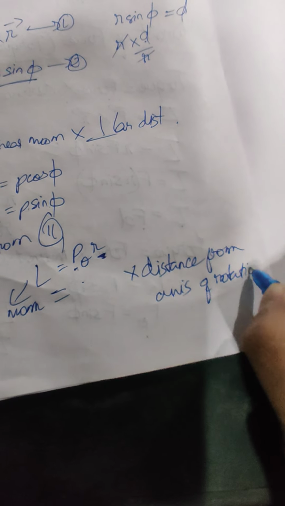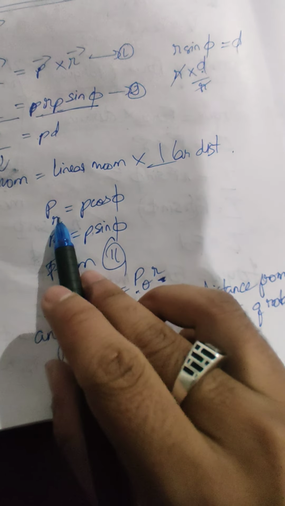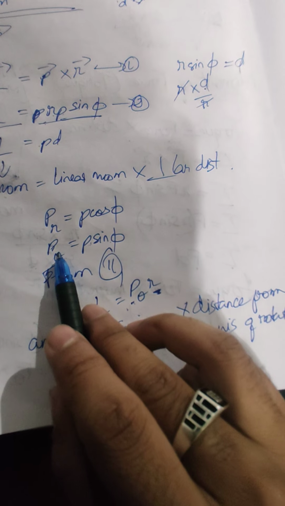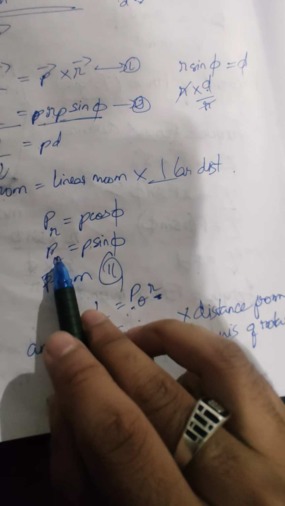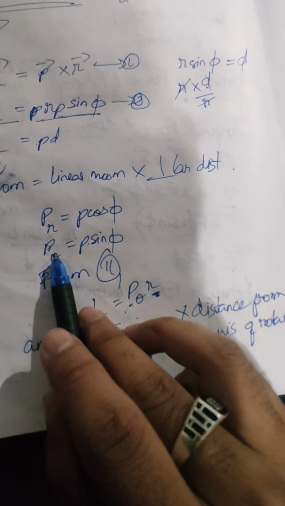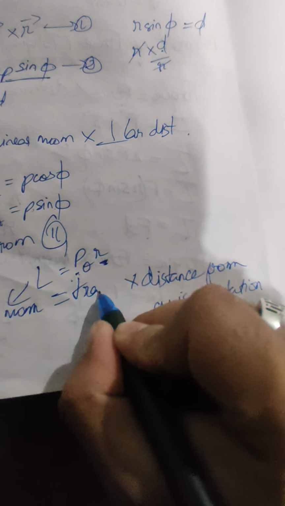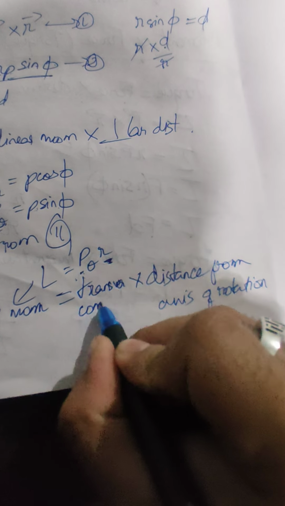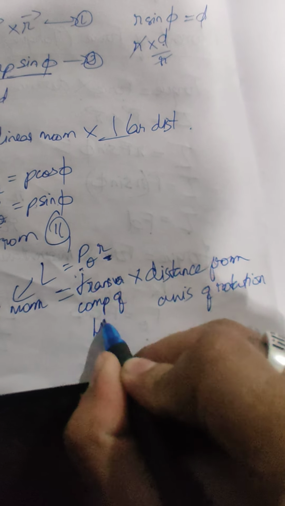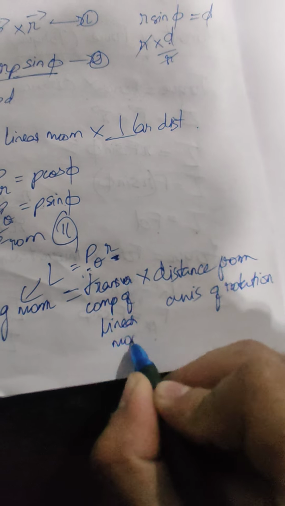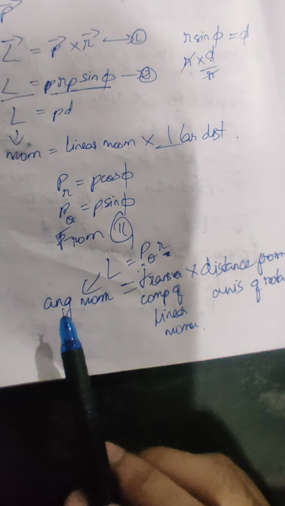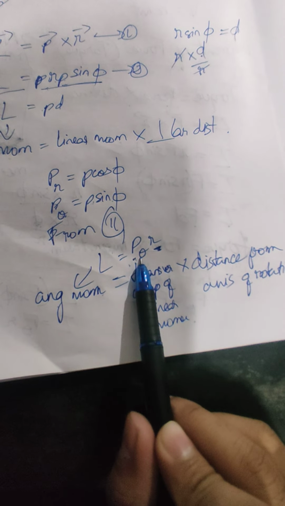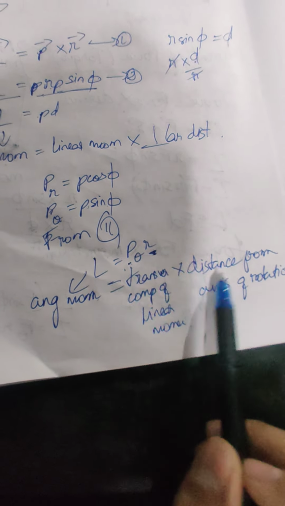And what is P theta? PR is the radial component of linear momentum, and P theta is, like I said, the transverse component. So in words, we can say that P theta is the transverse component of linear momentum. So we can write angular momentum is equal to transverse component of linear momentum into distance from axis of rotation.